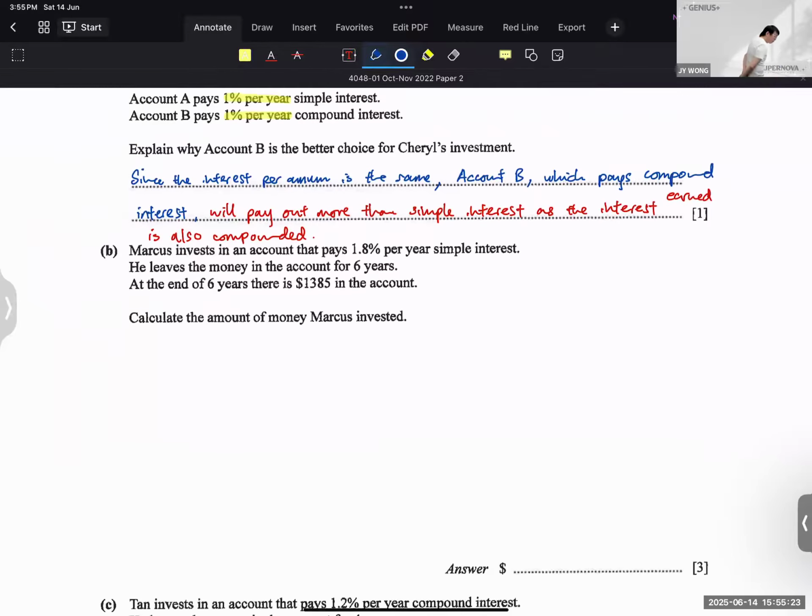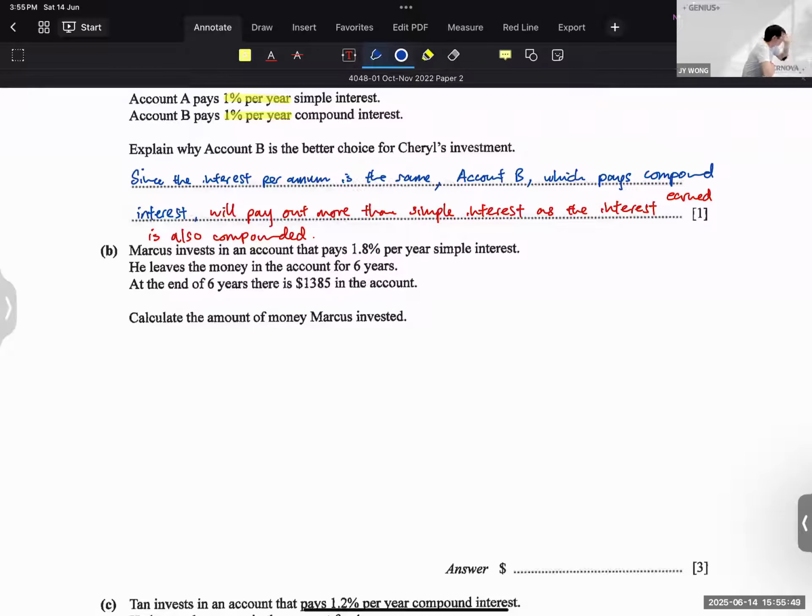Okay, part B. Marcus invests in an account that pays 1.8% per year simple interest. He leaves the money in the account for 6 years. At the end of 6 years, there is 1385 in the account. Calculate the amount of money that Marcus invested. You realize that this is just simple interest and they give you 3 marks.